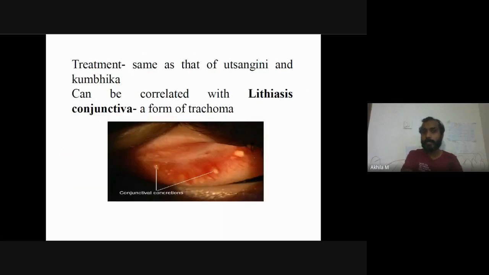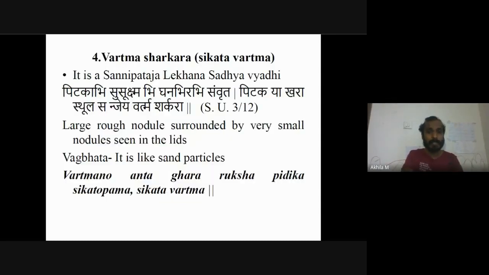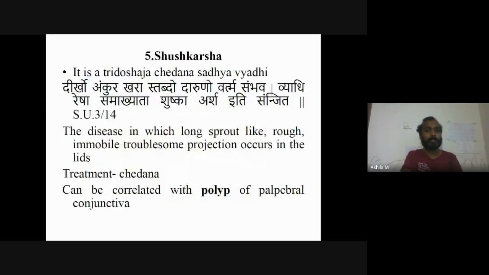So this condition can be correlated with Varma Sarkara or Sigata Varma. From this picture, you can get the idea: some sand particles or sigata-like pityagas, eruptions in the palpebral conjunctiva related to Varma. Lithiasis conjunctiva is a condition of trachoma that can be correlated with Varma Sarkara or Sigata Varma. Then we come to Shushka Arsha.